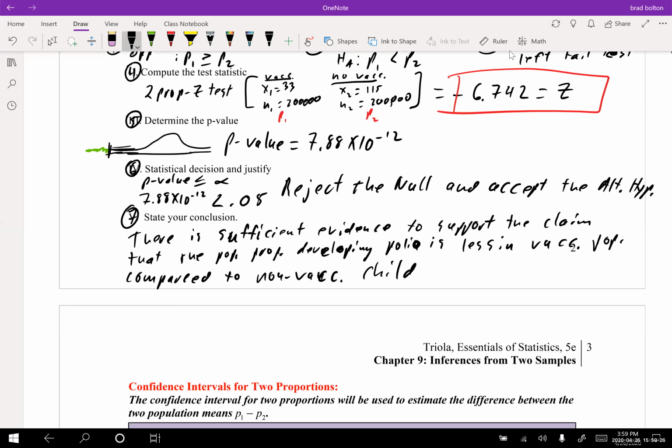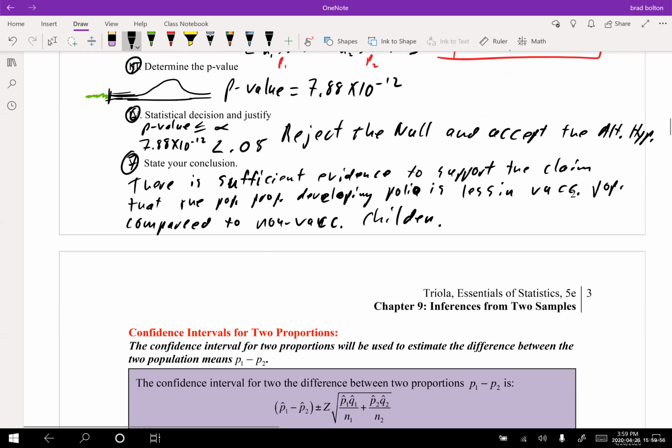So basically, this is a really long-winded way of saying that the Salk vaccine does appear to work. There is evidence to suggest that it is working because our data shows us that population 1, which was children that were vaccinated, definitely appeared to have a smaller proportion that still got polio versus the ones that were unvaccinated or had non-vaccinations. Okay. So yeah, sorry, that was pretty long-winded.